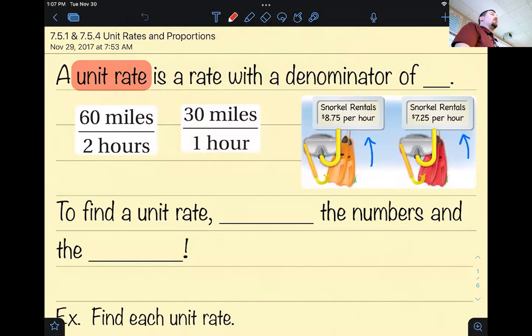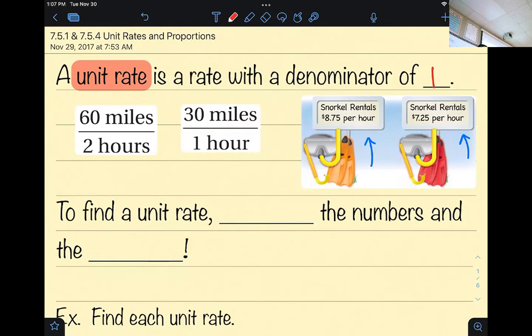All right, so we're going to start in the 7th grade section 5.1, which is titled Ratios and Rates, but we're specifically focusing on unit rates, something you did last year, but we're going to talk about again this year. A unit rate is a rate with a denominator of 1. Sorry, the blue arrows are still in your notes there. I didn't erase those. Those are examples of unit rates.